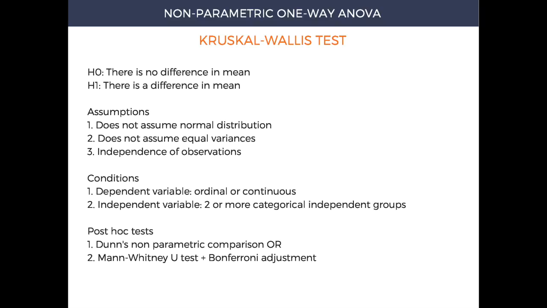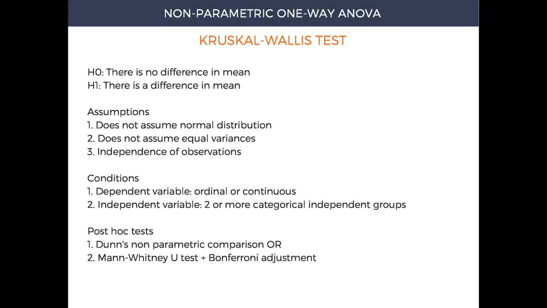So what are the assumptions? The assumptions, right, we do not assume a normal distribution and we also do not assume equal variances. But one other thing that is the same as the parametric version is that there is independence of observations, which means that there's no relationship between the observations in each group or between the groups themselves.